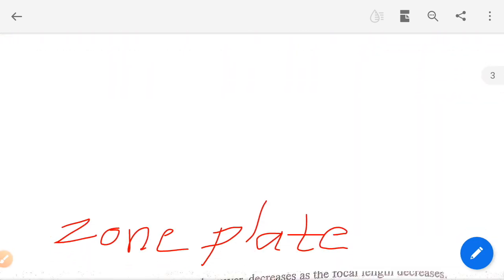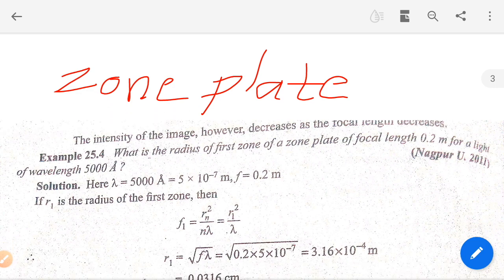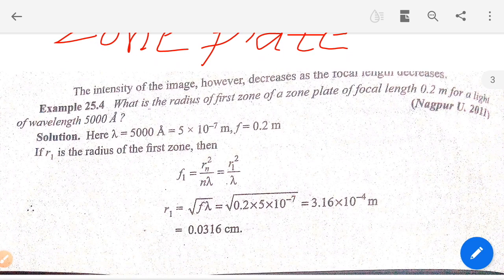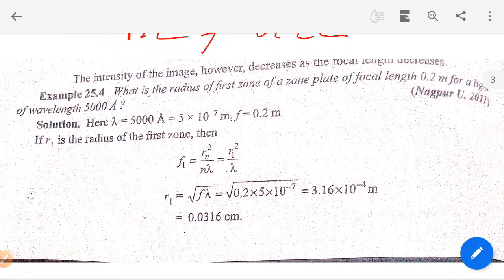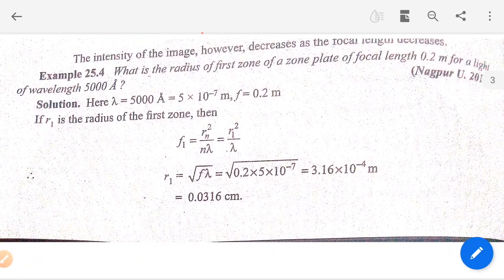And further we go to the zone plate. The problem is: what is the radius of the first zone of a zone plate of focal length 0.2 meter for light of wavelength 5000 angstrom? Here lambda is 5000 angstrom, that is 5 into 10 to the power of minus 7 meter, or 5000 into 10 to the power of minus 10 meter, and the focal length is 0.2 meter.